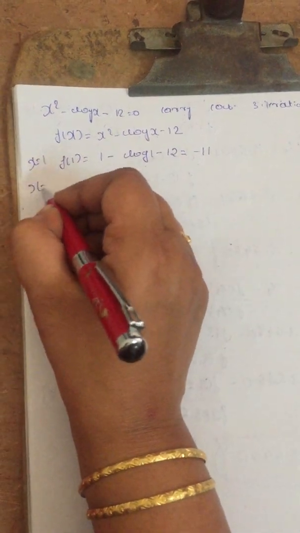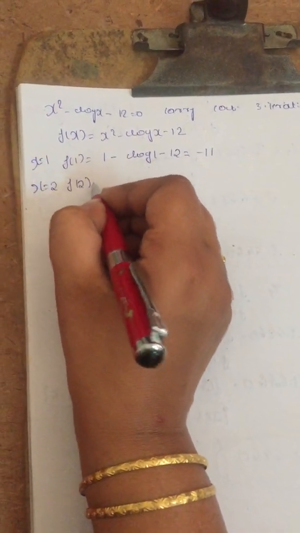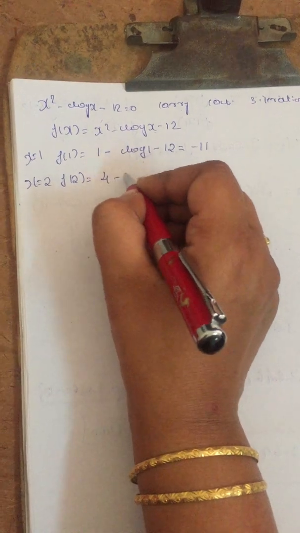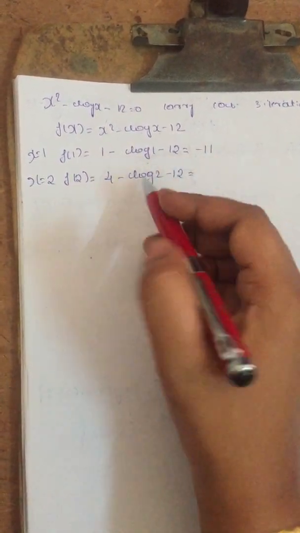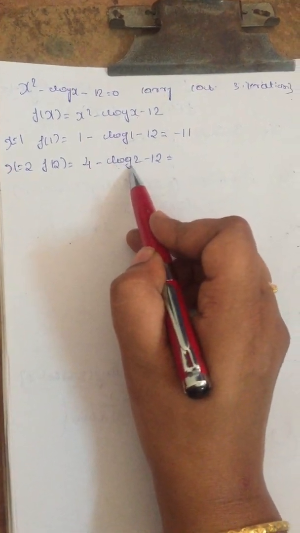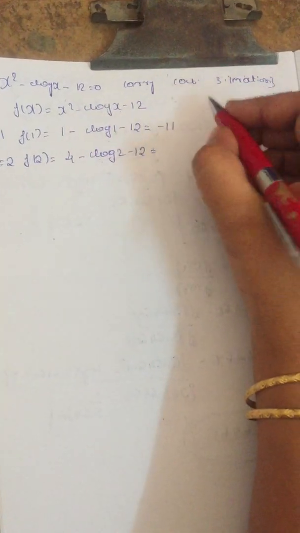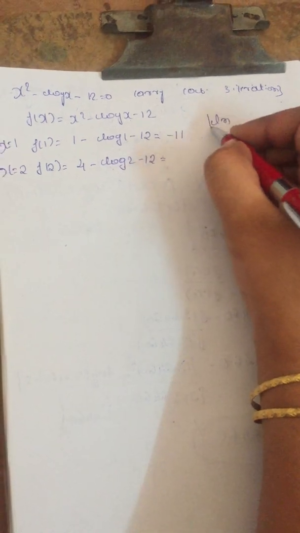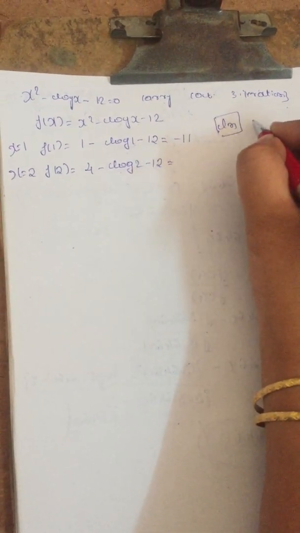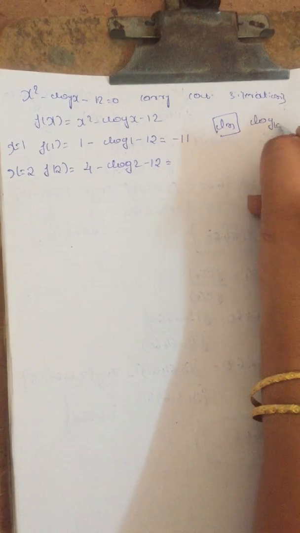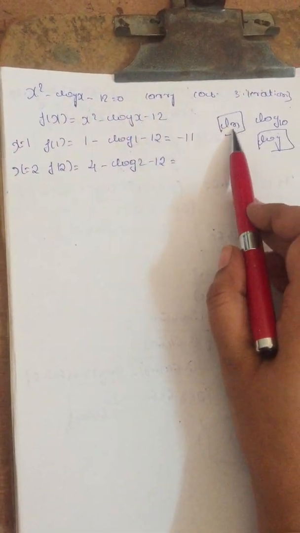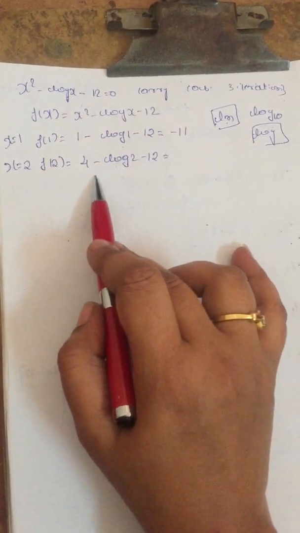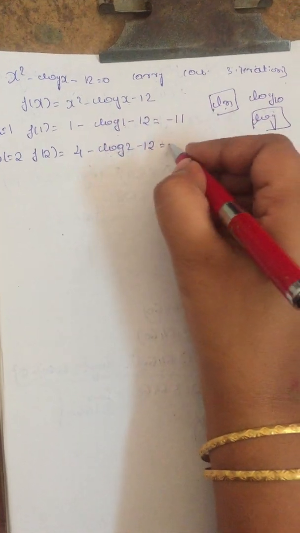Now take x is equal to 2, then f of 2 is equal to 2 squared, that is 4, minus log 2 minus 12. Here log 2 is there with base e, understood, so in your calculation use the LN button, don't use the log button. Suppose if log base 10 is there, then only use the log button. Here the base is e, so use the LN button. Simplify, here we get f of 2 value minus 8.6931.